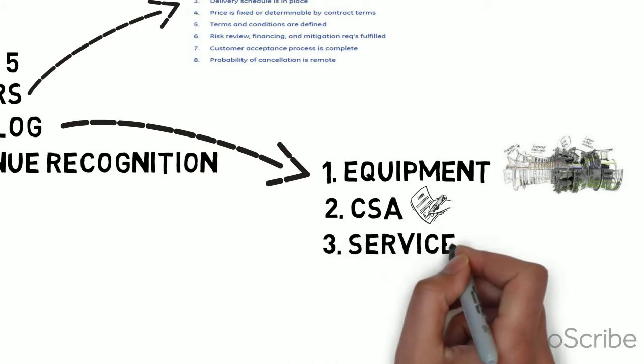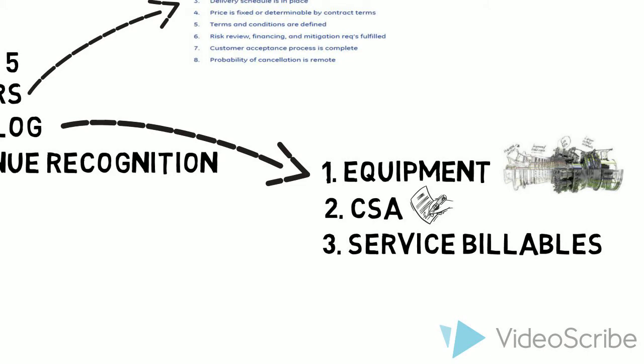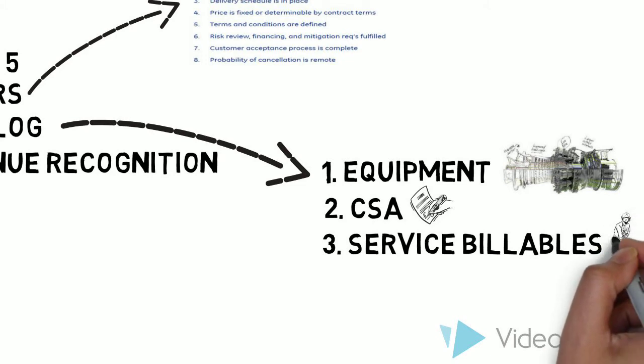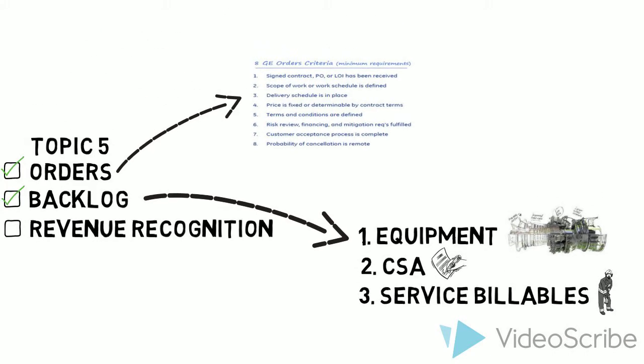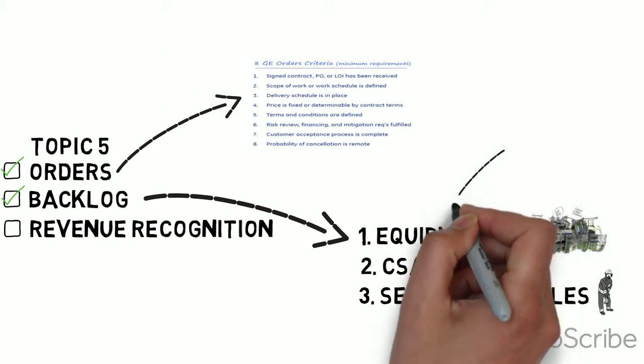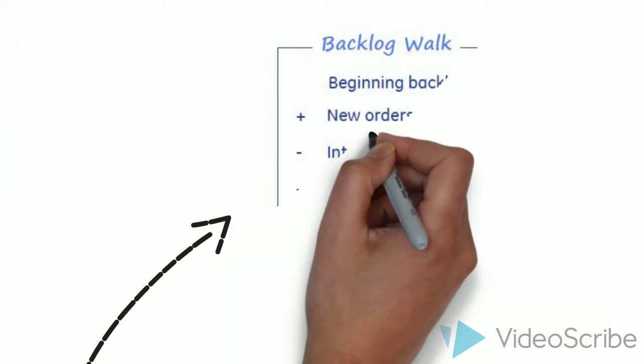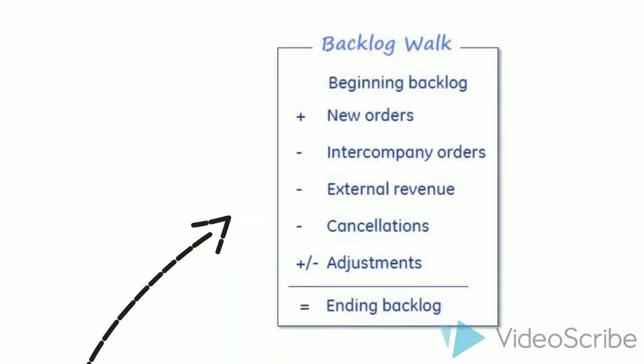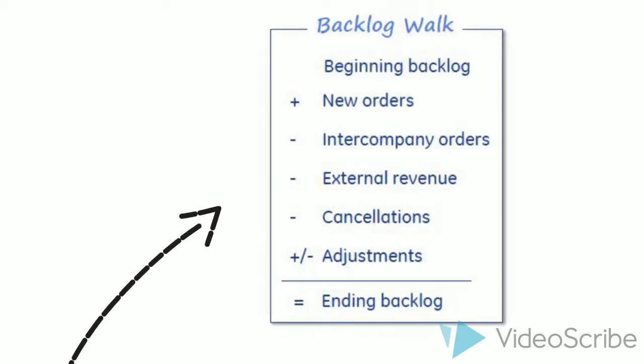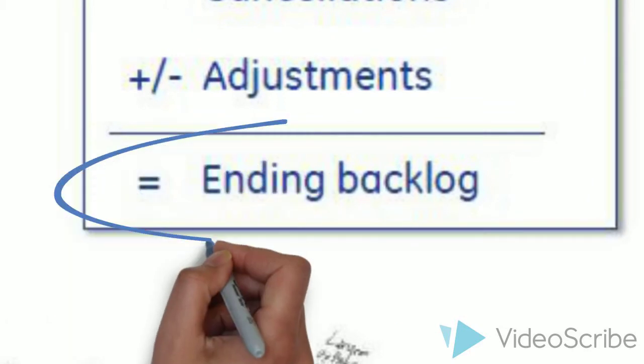And the third type are service billable in 1 year, which are the portion of services, both CSA and non-CSA, that will convert to revenue in the succeeding 12 months. What you see above is a backlog walk and how to calculate your ending backlog. You begin with your beginning backlog, add new orders, take out intercompany, external revenue, and cancellations, plus or minus any adjustments to get your ending backlog.